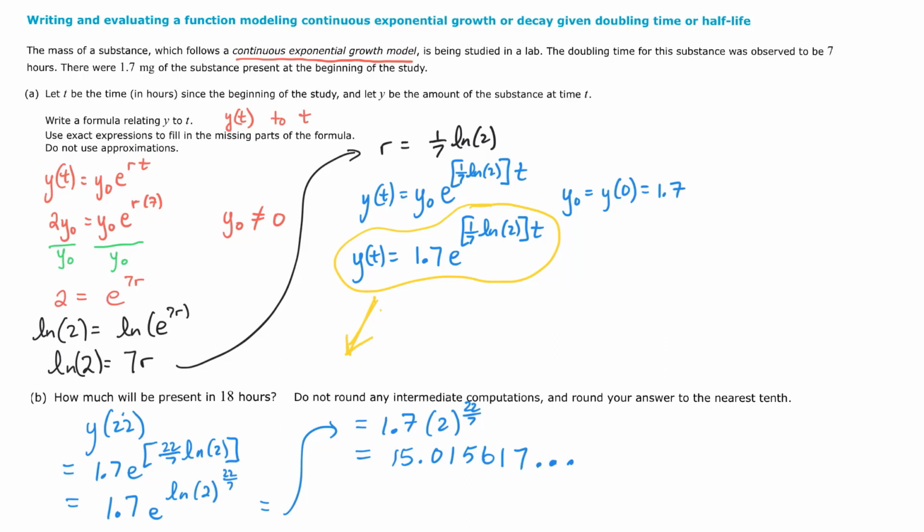We should answer the question in a complete sentence. After 18 hours, there is about 15 kilograms of the substance. It does say round to the nearest tenth, so I guess 15.0 kilograms of the substance.